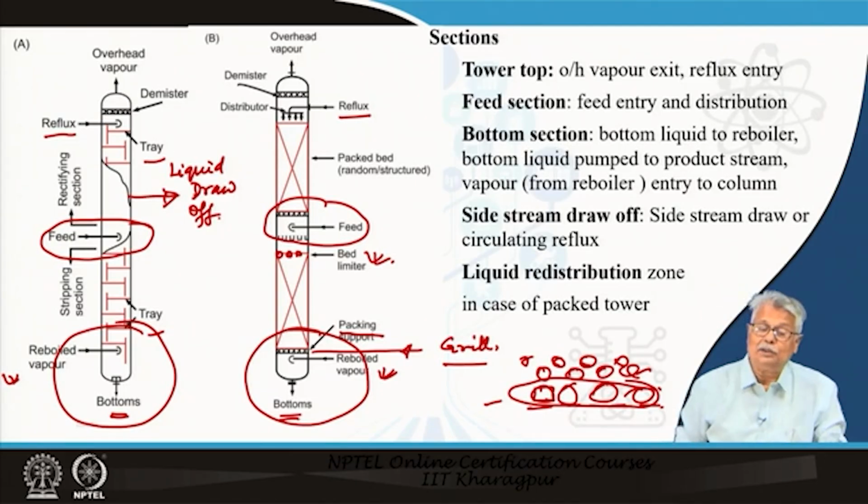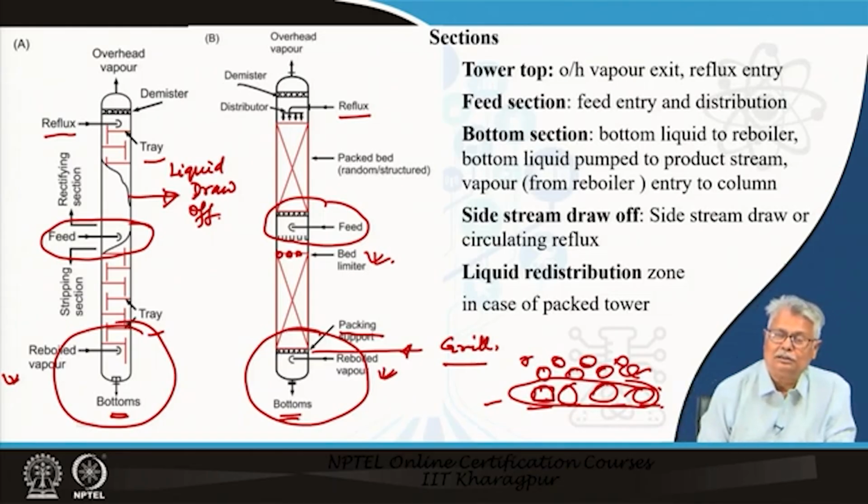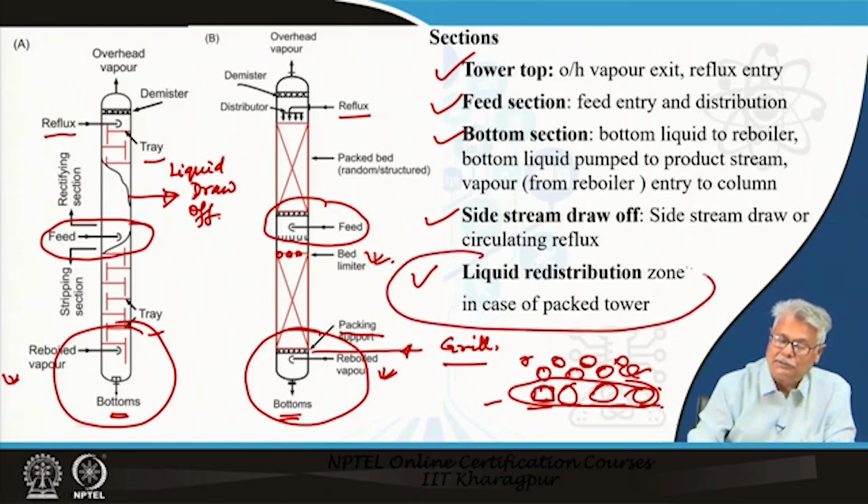So, we just very quickly have a look at what are the sections of typical columns that we are going to concentrate on. The tower top section, then you have a feed section, the bottom section, the side stream draw off, and a liquid distribution zone where we are dealing with a packed tower.